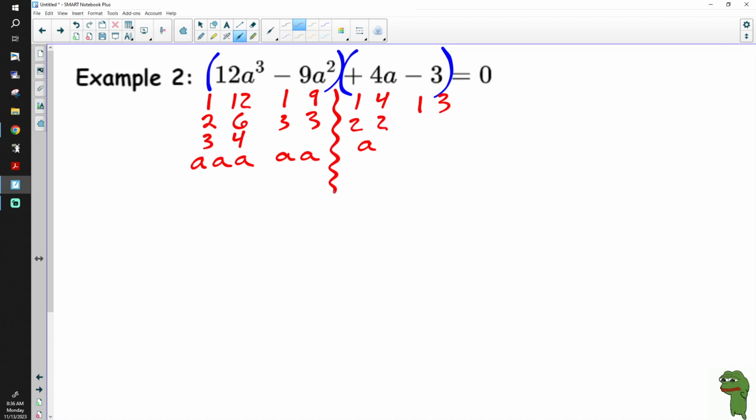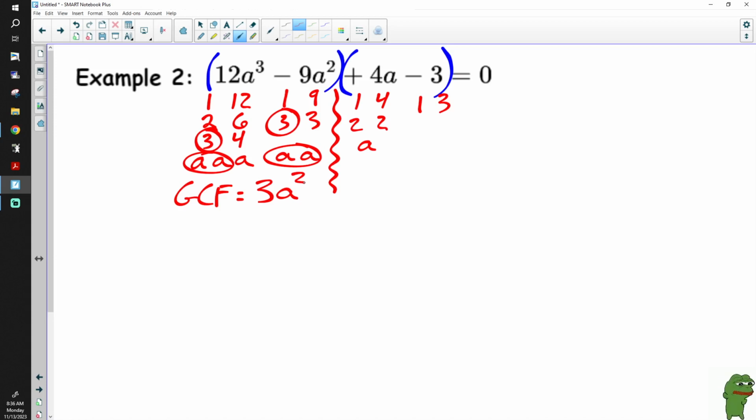I have my variables down below. If you look at your first group, what was the biggest number in common? 3. How many A's can you take away? Which means my greatest common factor is 3A to the second. If I look at my second group, 1 is the largest number. Can I take any numbers out? Nope. So my GCF is 1.